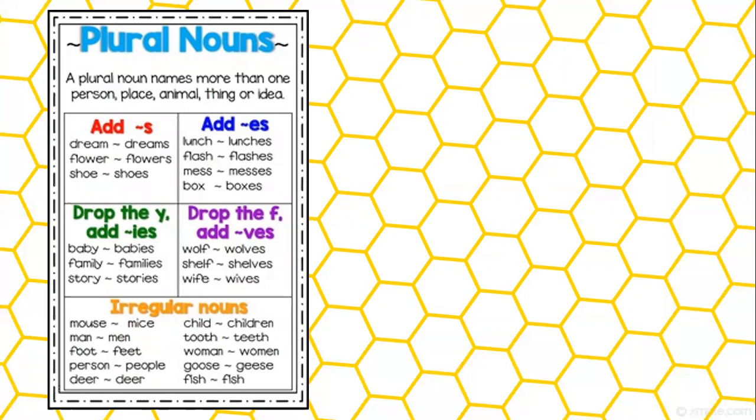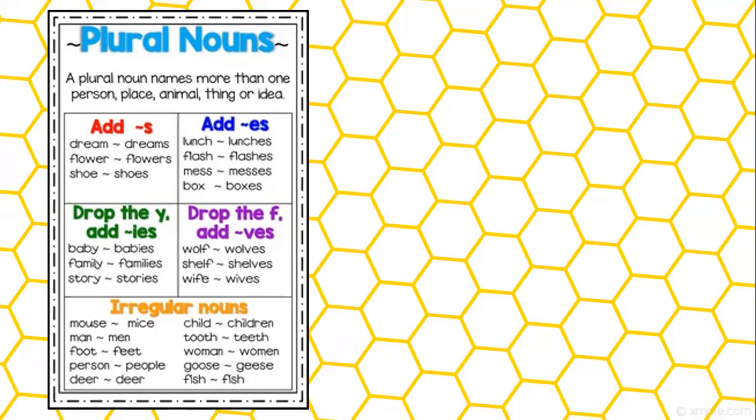Now, plural nouns have several rules. For some words we have to add s, for example, dreams, flowers, shoes. We only add the letter s. For some we have to add es, usually the ones that end with ch or sh. For example, lunches, flashes, masses, boxes. These are the words that we put es to.